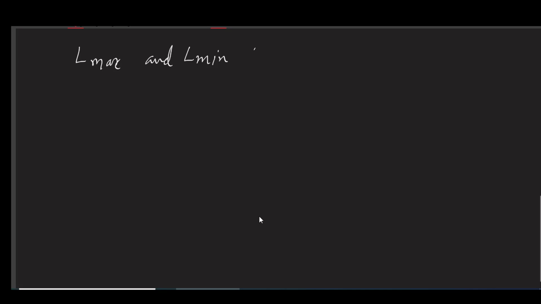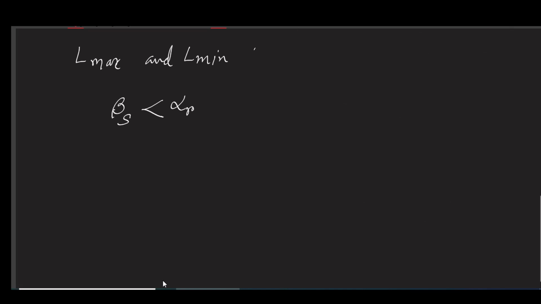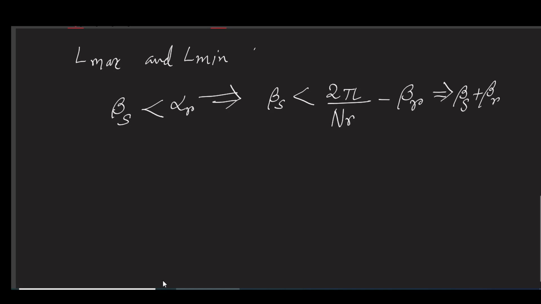Now for that, what we need is Bs less than alpha r. What is alpha r? Alpha is rotor slot angle or tooth angle. And what is Bs? That is stator pole arc. So what does it imply? It implies Bs should be less than 2 pi by Nr minus Br. So in a nutshell, it implies a condition that Bs plus Br should be less than 2 pi by Nr.